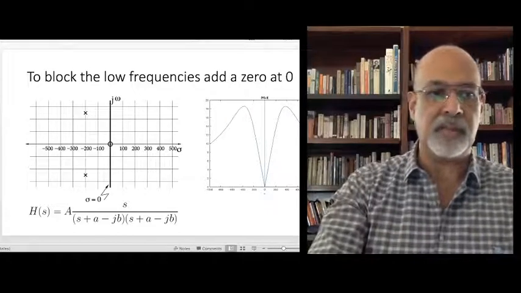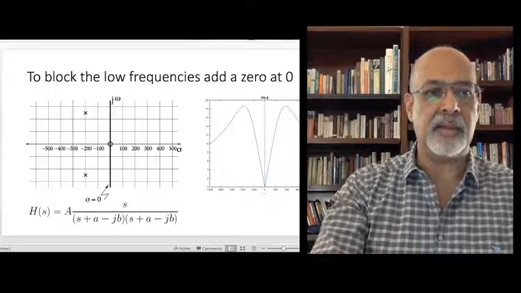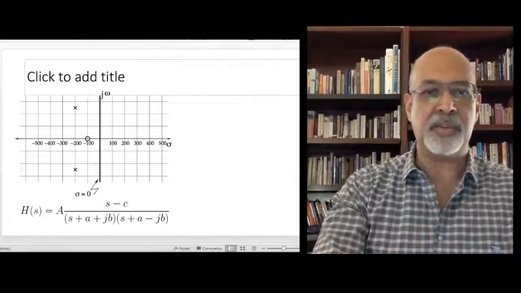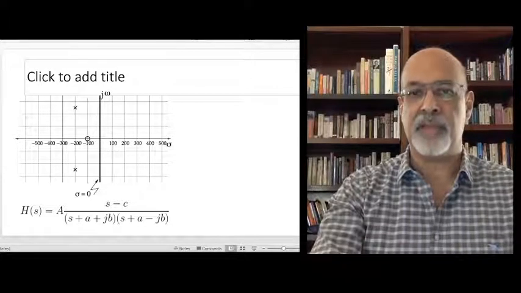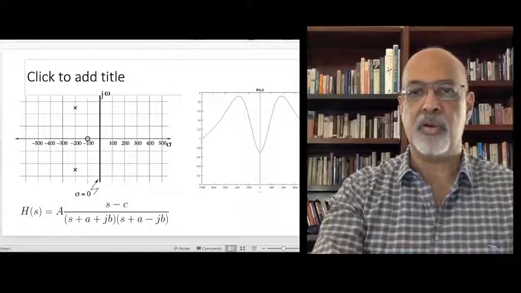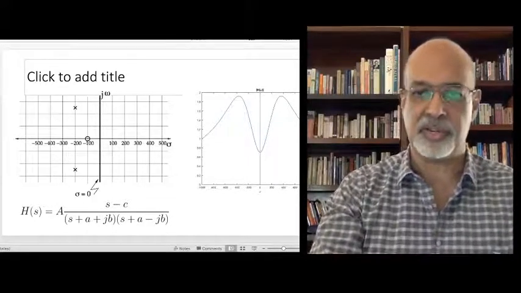So I can do something like this. I can take that and I can move that 0 off. And if I move that 0 off, here is what I get. Notice that it no longer goes to 0 at omega equals 0, it just kind of goes down.